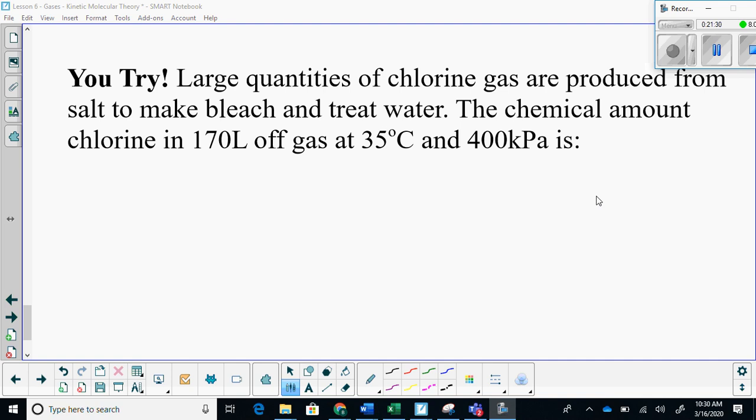Here is an example for you to try on your own. I'll write the answer for you, and then you can check if you did this one. Okay, once you plug this in, you should get an answer to 2 significant digits of 27. Okay, since we're looking for chemical amount, 27 moles.